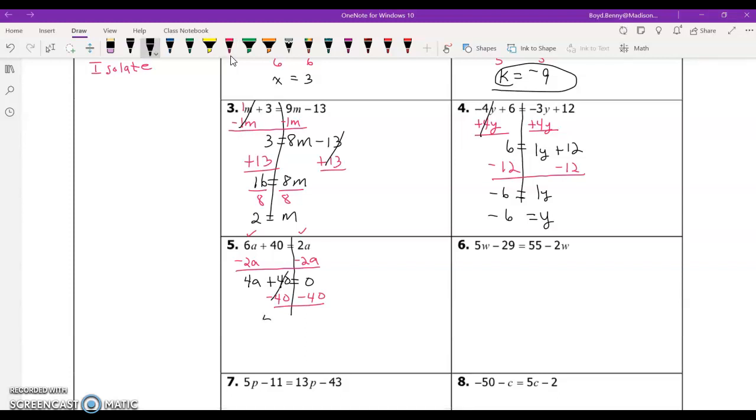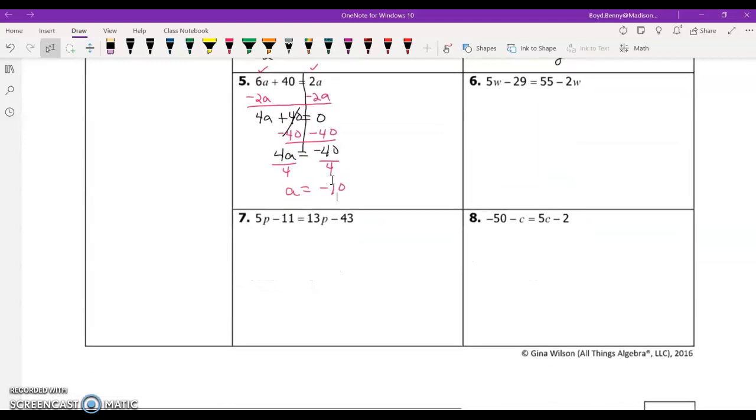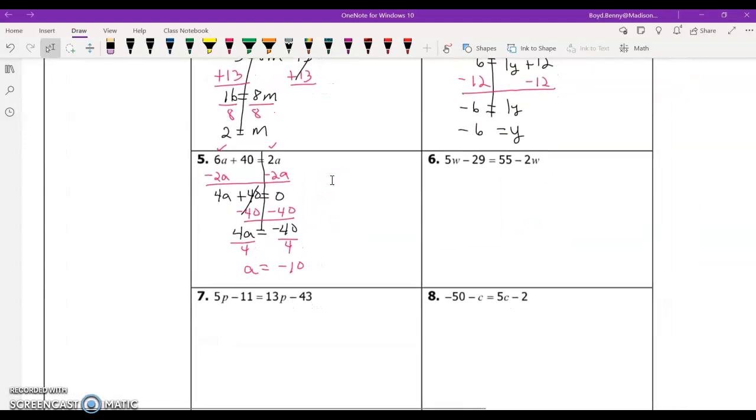So that's 0. So now I've got 4a equals negative 40. So next we'll divide by 4. And a equals negative 10. Okay? All right. Let's see what else we have here. I think I'm going to leave these last 3 as your turn problems and put those in the video for you guys to check.